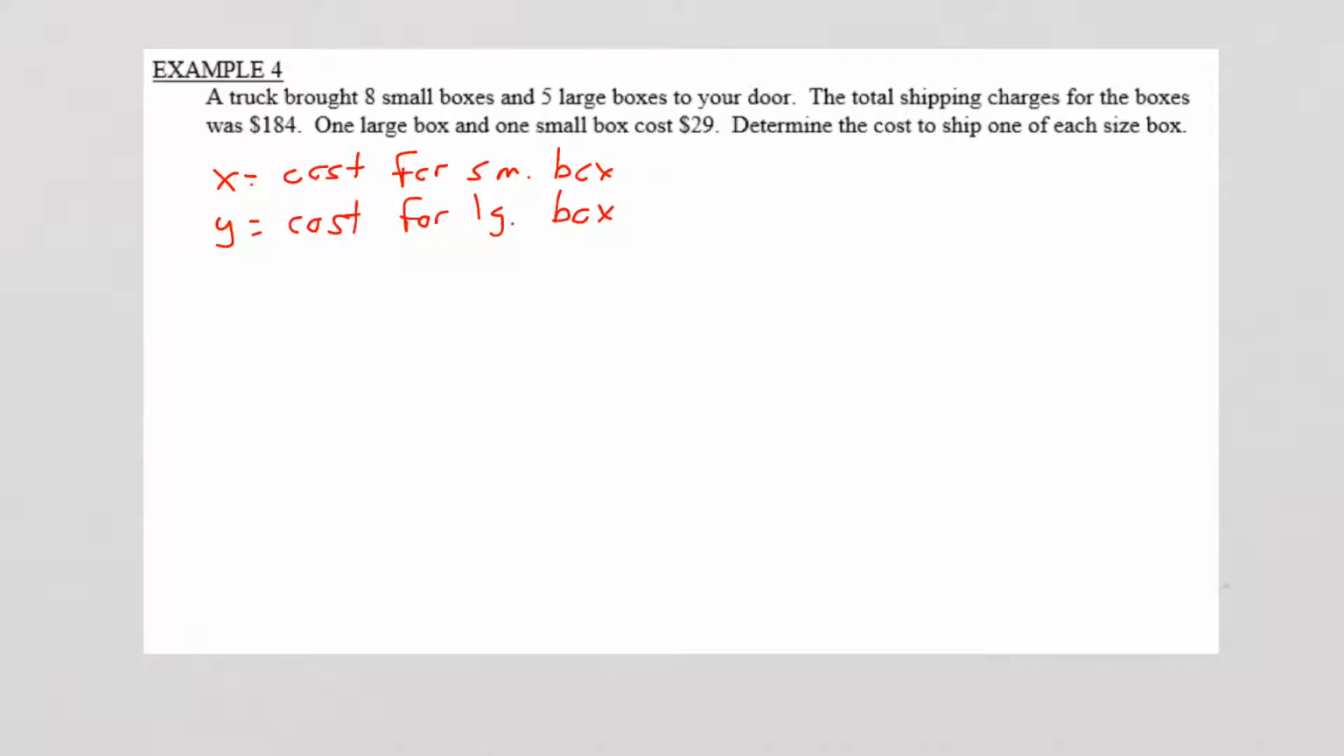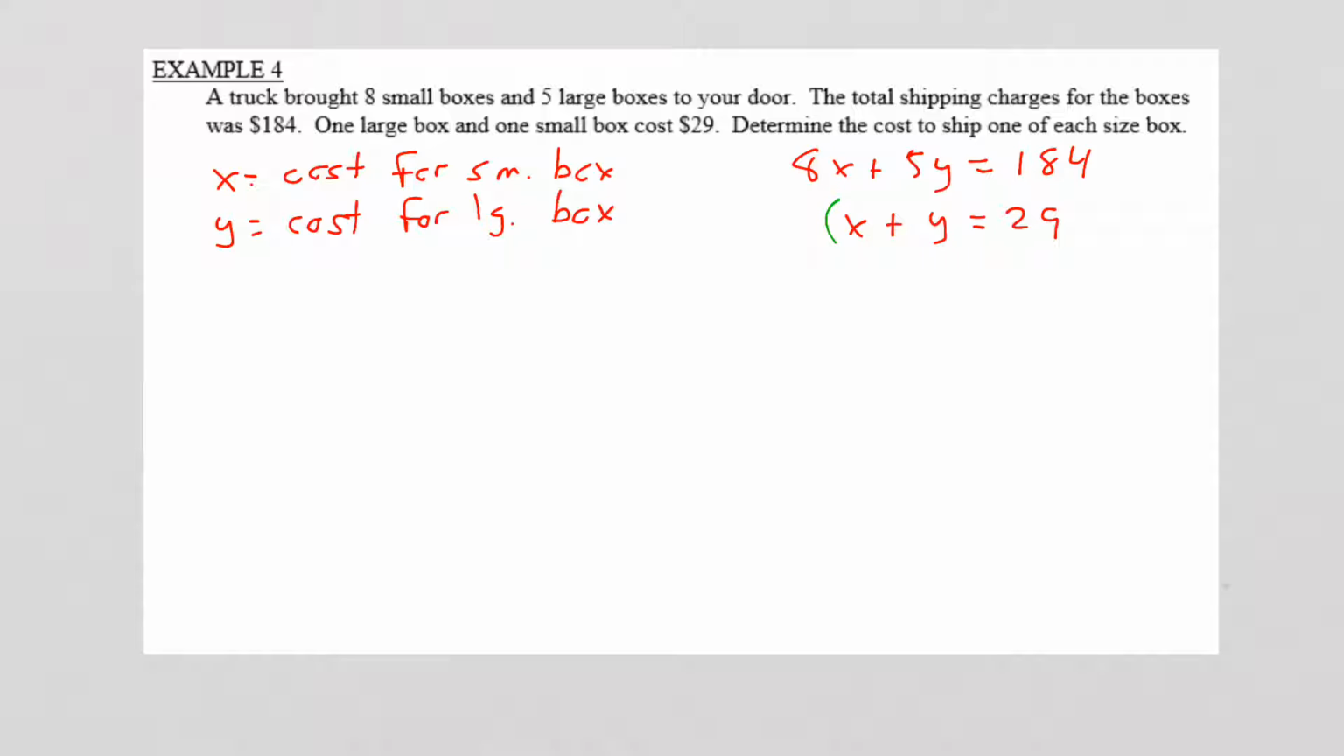We know that the total shipping cost for 8 small and 5 large was 184. So that's going to give us the equation 8x plus 5y equals 184. We know 1 large plus 1 small is 29, so that gives us that x plus y equals 29. So now we have our system of equations. We need to solve this.